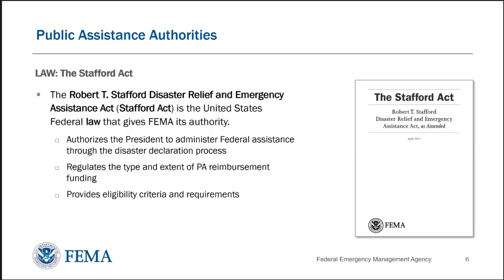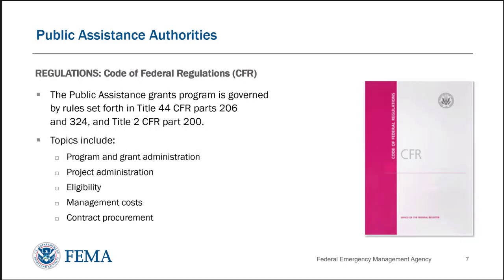By having it in law, by having it codified, the Stafford Act is supplemented with the Code of Federal Regulations, CFR. Again, for Public Assistance the program is governed by the rules set forth in Title 44 CFR, Code of Federal Regulations, Parts 206 and 304. This is a thick old book, by the way. Topics included in there are programs, administration, eligibility, costs, and contract procurement. Quick note on management costs: the grants process can actually reimburse entities for costs related to managing that disaster, the documentation itself.